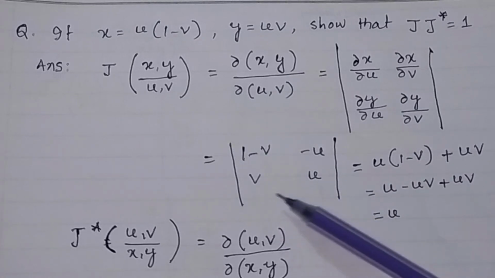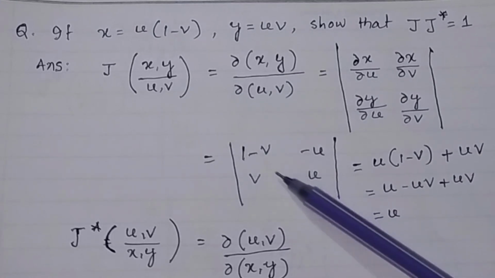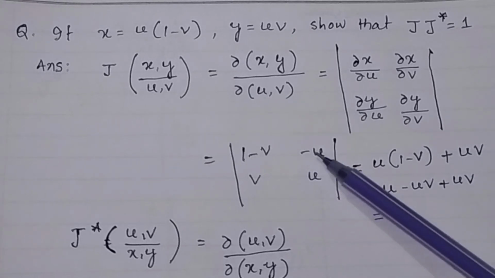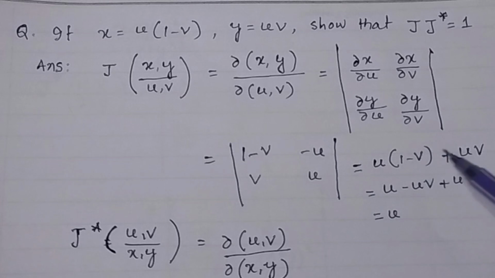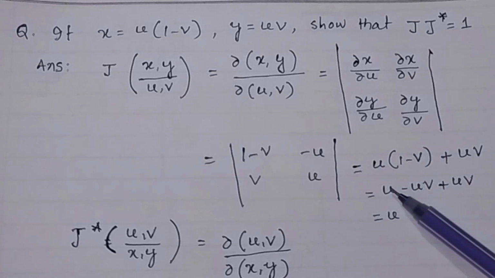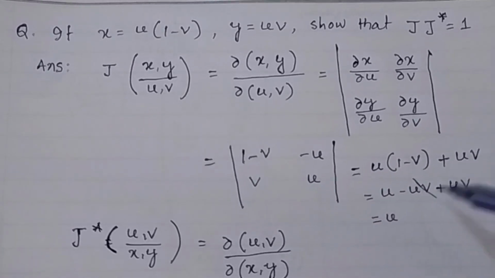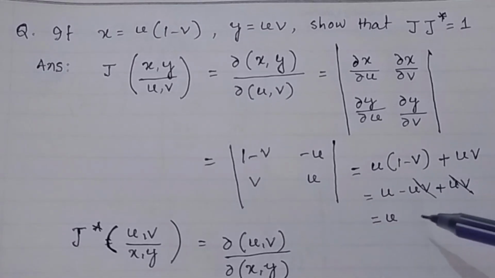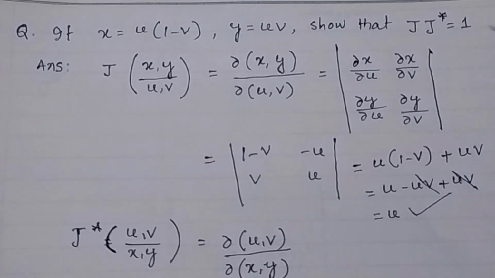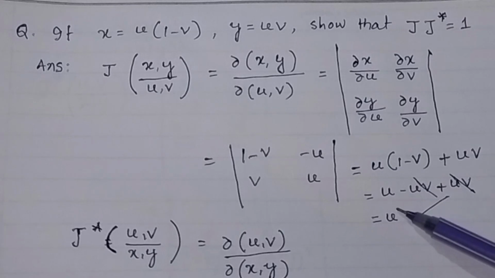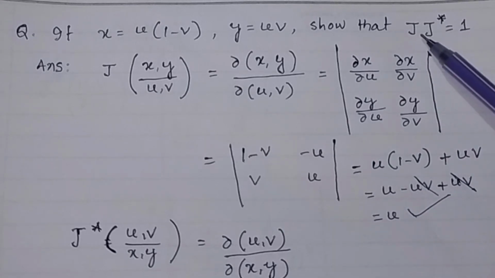So if you find the determinant, it will be u into 1 minus v minus, again minus plus so plus, u into v. That is u minus uv plus uv. The uv terms cancel, so that will be equal to u. So the Jacobian of xy with respect to uv is equal to u, and we have to find the product of Jacobian J with Jacobian J star.